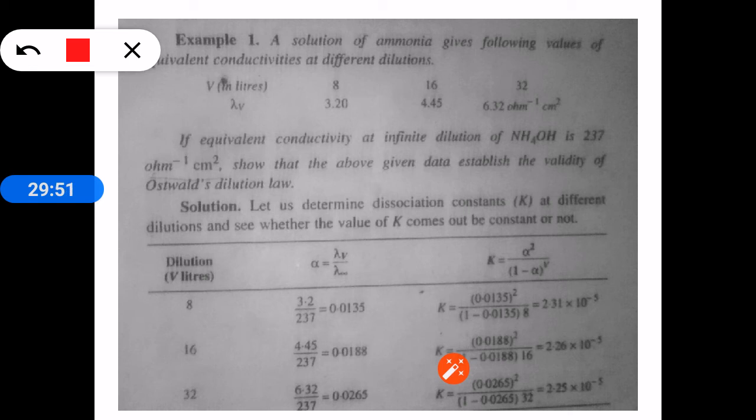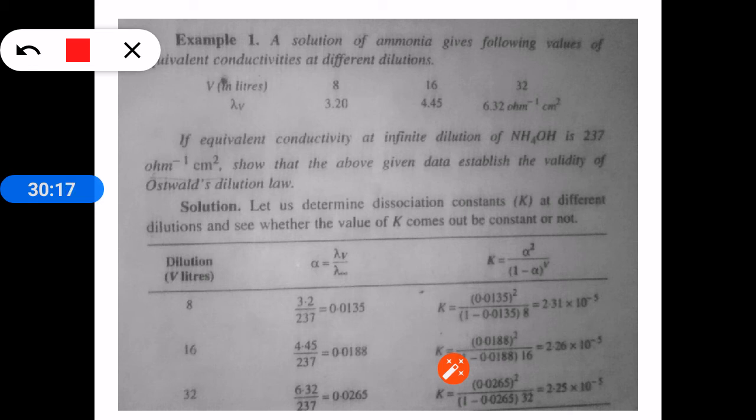A solution of ammonia gives the following values of equivalent conductance at different dilutions. V in liters, that is 8 liters, 16 liters, 32 liters, and the values of lambda V are given here. Now, if equivalent conductivity at infinite dilution of ammonium hydroxide is 237 ohm inverse centimeter square, show that the above given data establish the validity of Ostwald dilution law.